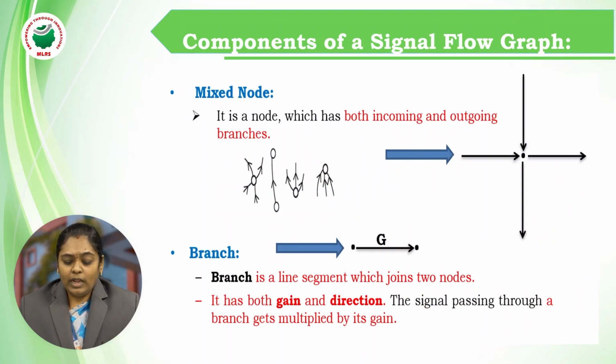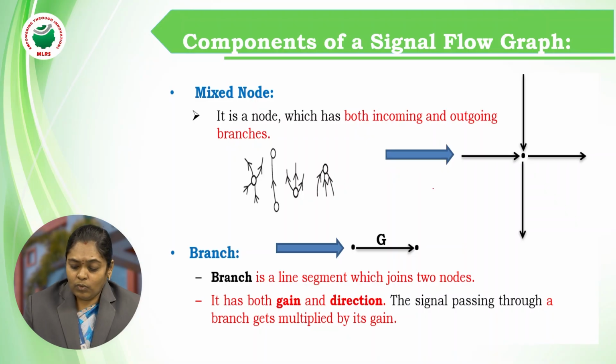Coming to the mixed node, a node that consists of both incoming signals as well as outgoing signals through branches is called a mixed node. So now let me take a node.